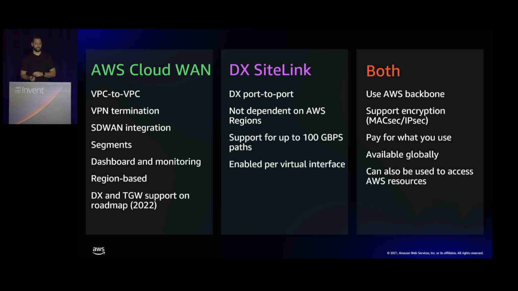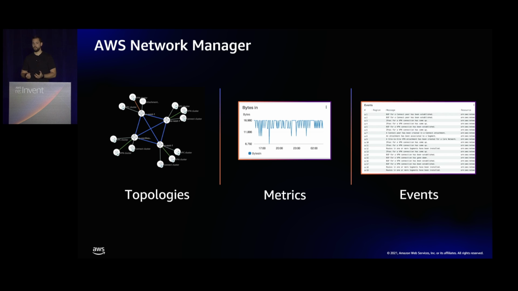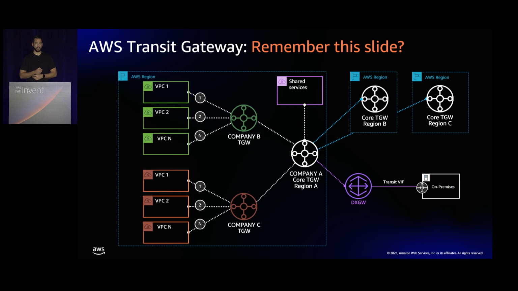They are similar sounding services though. And within Network Manager, we also have topologies, metrics, and events that you can see for your global WAN through Cloud WAN as well.